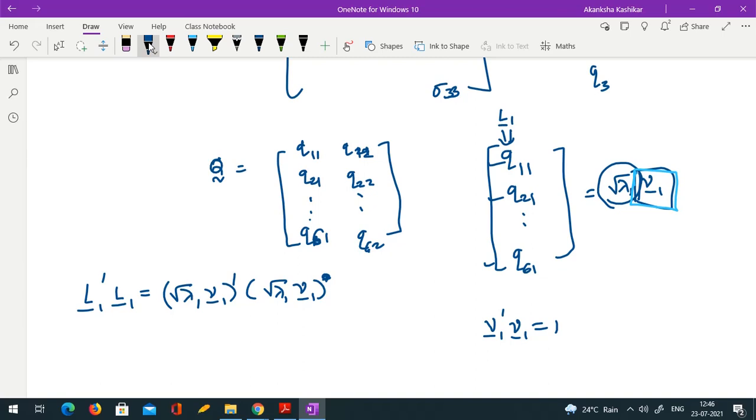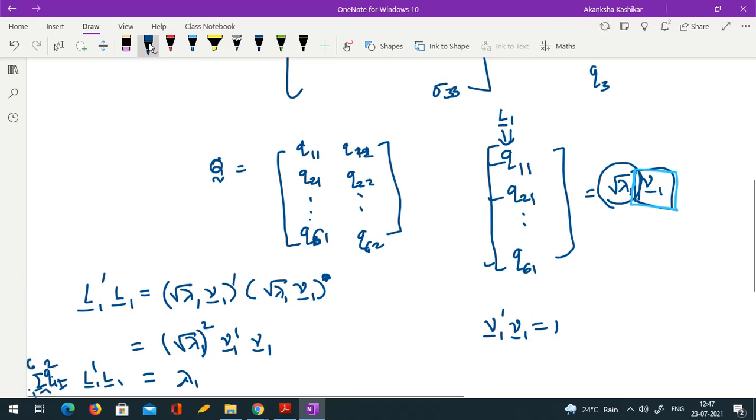Is everyone with me? Yes, sir. So root lambda 1 is scalar, so it will remain as it is, root lambda 1 nu 1 prime. This root lambda 1 is also scalar, so I would have this nu 1. So what do I get? I get lambda 1 as L1 prime L1, which is the summation of Qi1 square, i going from 1 to 6, which is easy to obtain than carrying out 6 cross 6 eigen analysis. Is it okay?